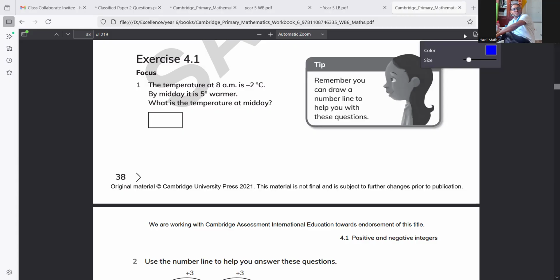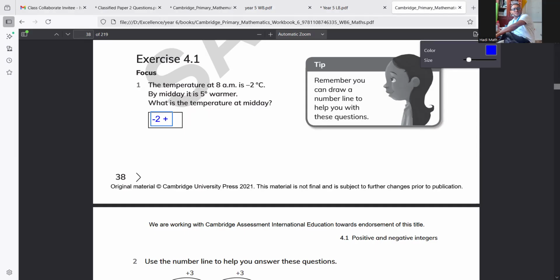Question number 1. The temperature at 8 a.m. is -2 degrees Celsius. By midday, it is 5 degrees warmer. What is the temperature at midday? When we say warmer, or we say the temperature rises, we do addition. So it's going to be -2, and we say warmer, that means it's increased.